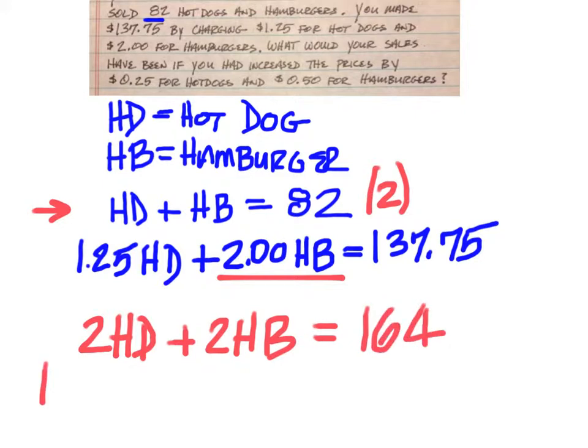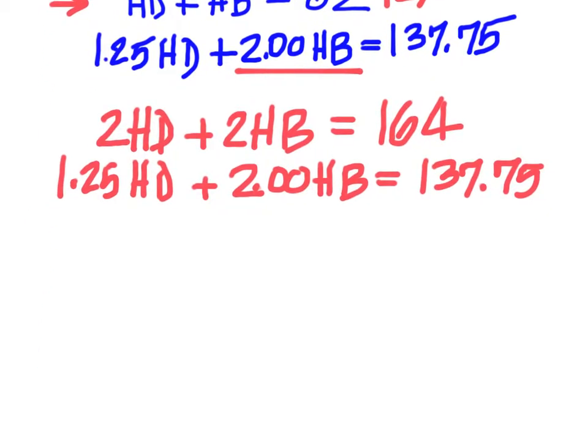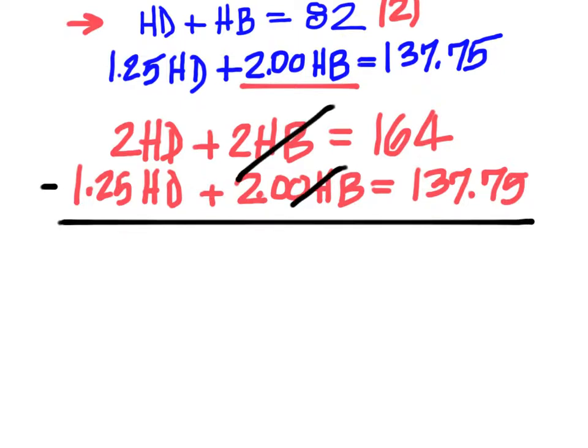And of course the bottom would still be 1.25HD plus 2HB equals 137.75. What operation would I have to do to these two equations in order to eliminate something? We would have to subtract. So if we subtract here, these are gone.